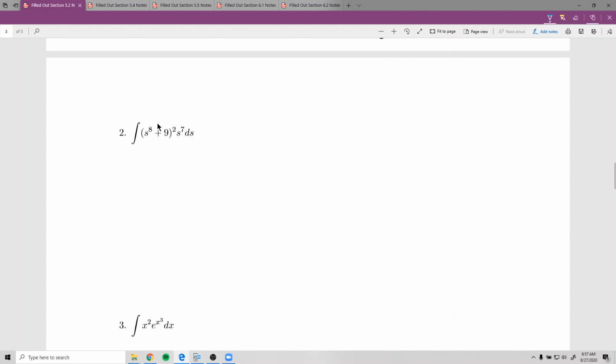Right, so another thing to look out for with substitution is if you have something inside raised to a power that's not just s. If it was just s to the 8th squared, we could simplify it, but the plus 9 makes it more challenging. Sort of like when we did the general power rule, the power rule with the chain rule. That's going to be the indication we want to use that as u.